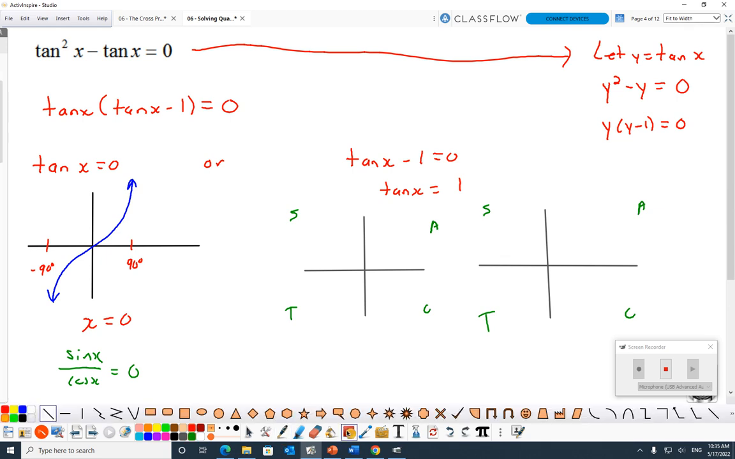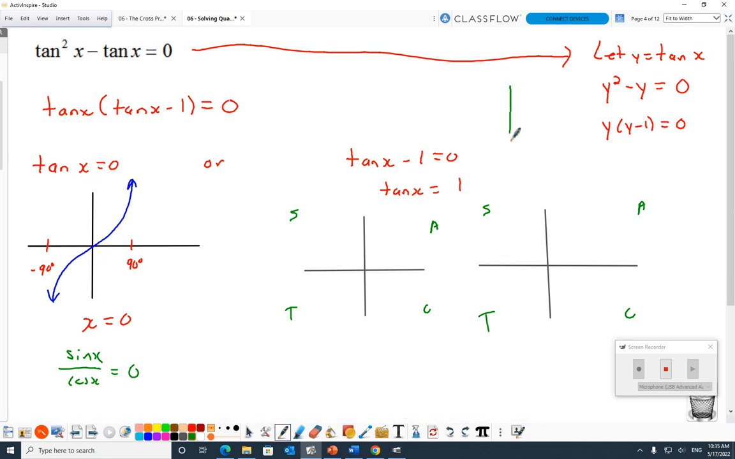Tan x equals 1. Oh, I'm acting like it's special triangles. Is it obviously special triangles? Why is 1 a special triangle? 1 and 1. Yeah? So easy it's hard. Or so hard it's easy. Or something like that.